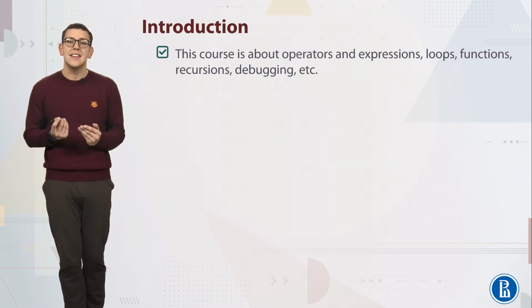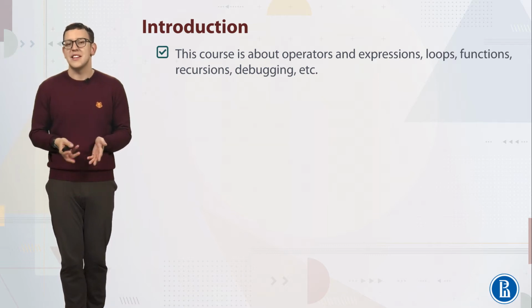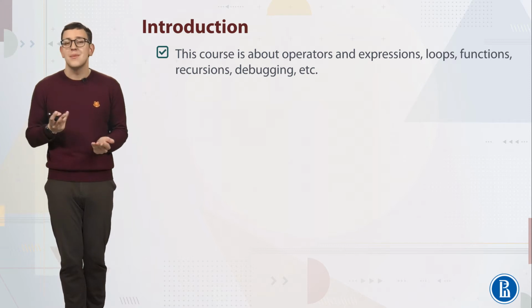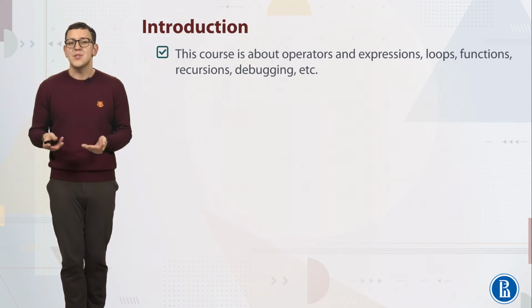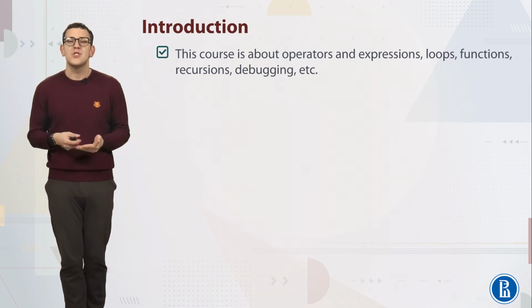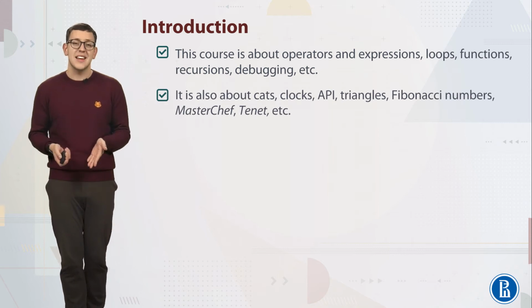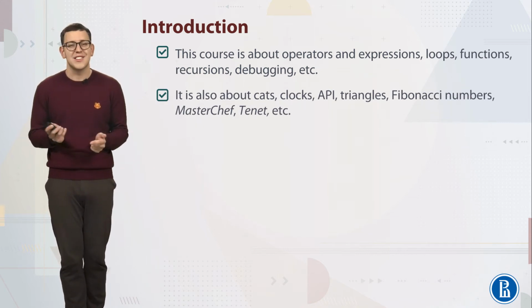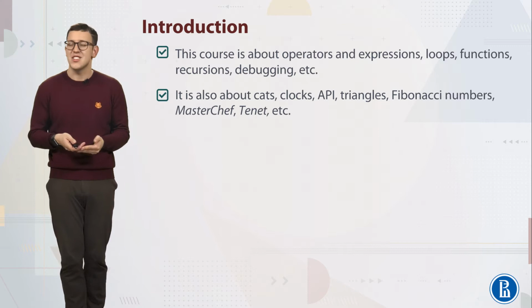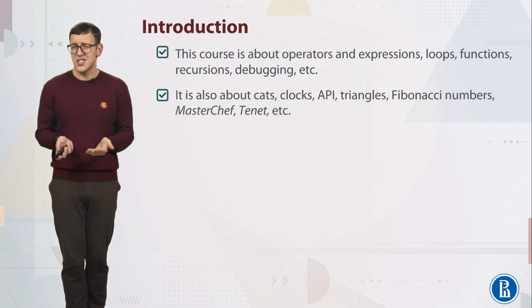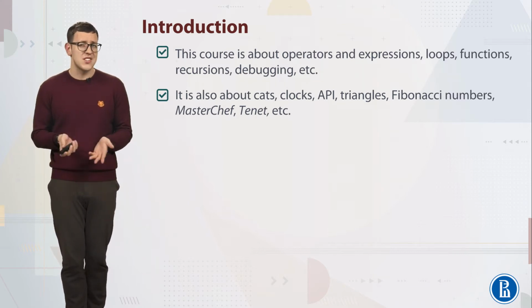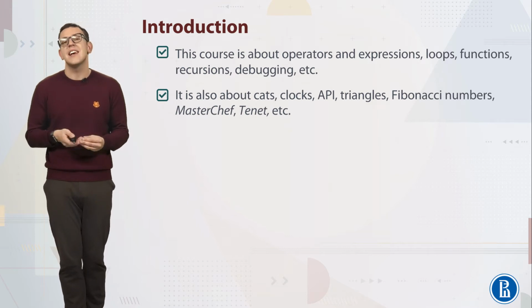So, this course is about operators, loops, including for and while, functions, both built-in and made by a user, recursions, debugging, and very similar stuff which you might find in any other programming languages. Besides that, this course is about cats, clocks, API, IP, triangles, squares, Fibonacci numbers, American Next MasterChef series, and even the last film made by Christopher Nolan, Tenet.